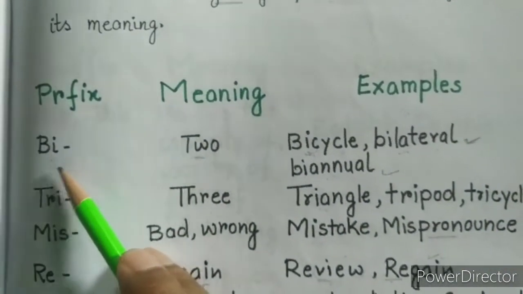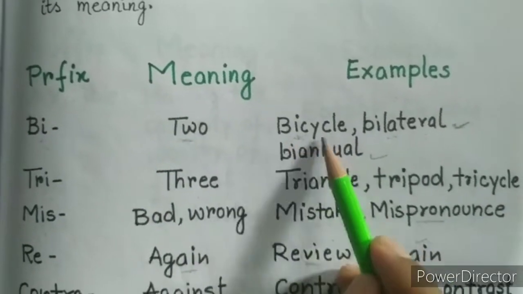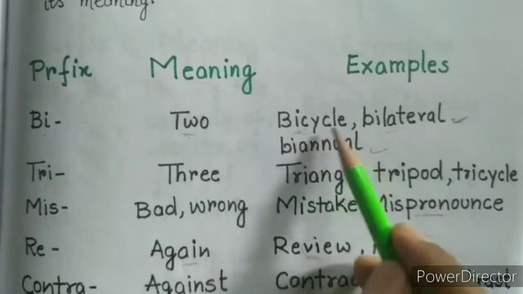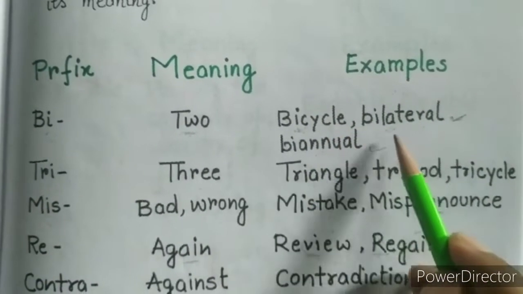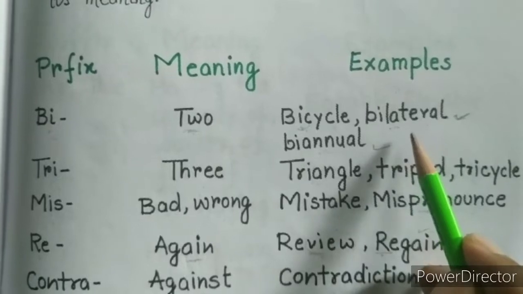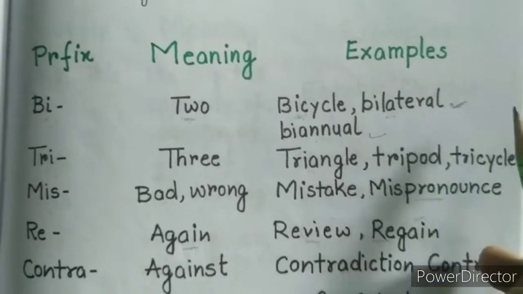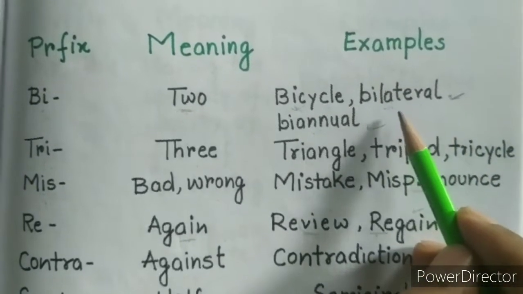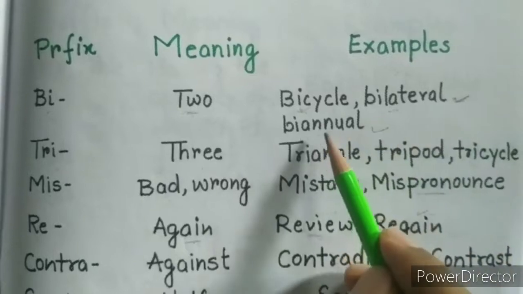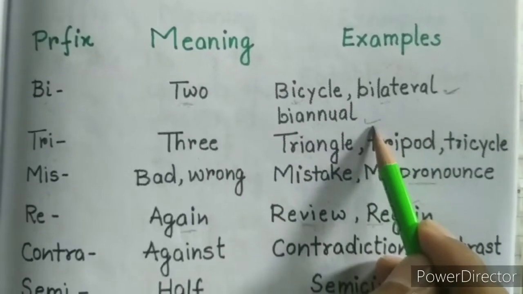First prefix is bi, that refers to two. The example is bicycle, a cycle having two wheels. It not only refers to an object but it also refers to an event, right? For example, say bilateral, again two. Bilateral talk: India and Pakistan had a bilateral talk few weeks back. The same way biannual, happening twice a year, say biannual festival.